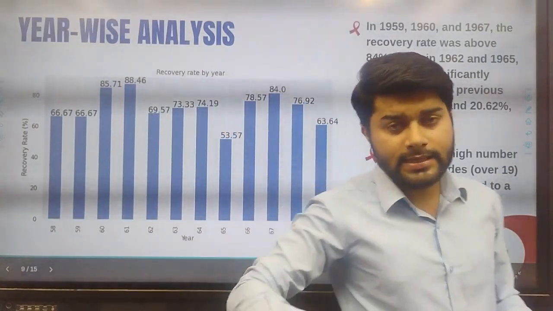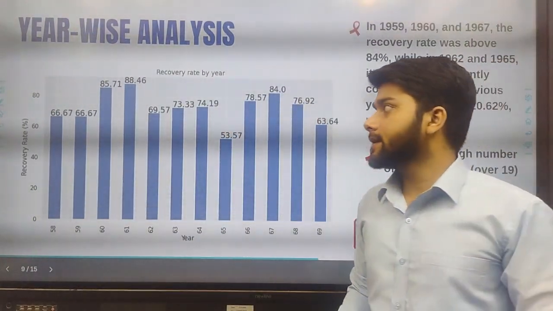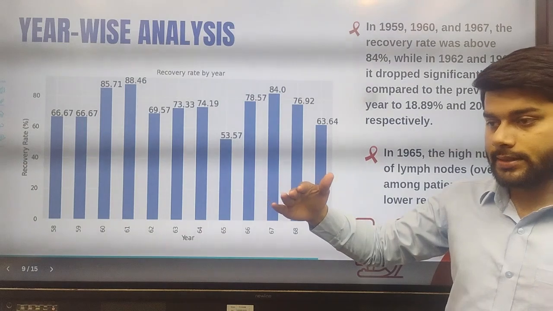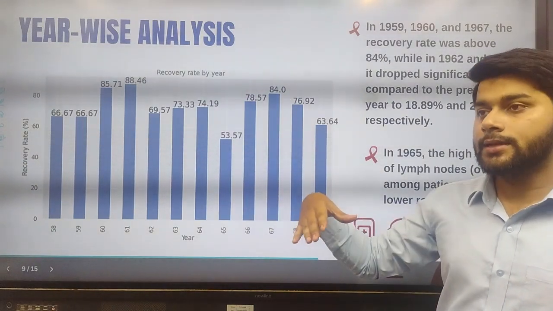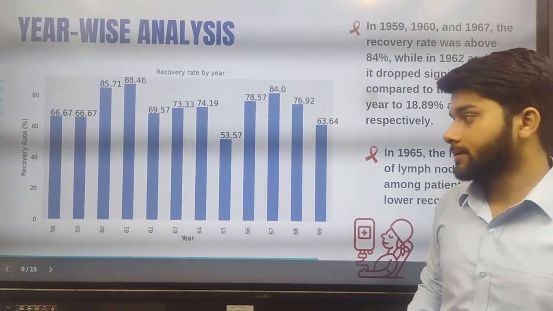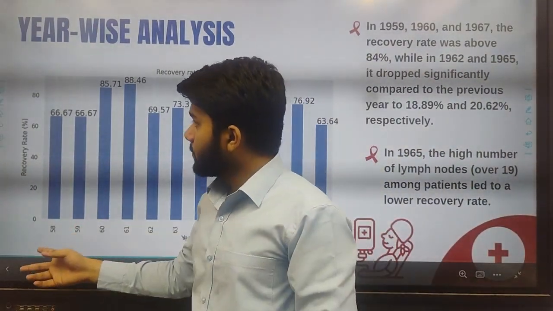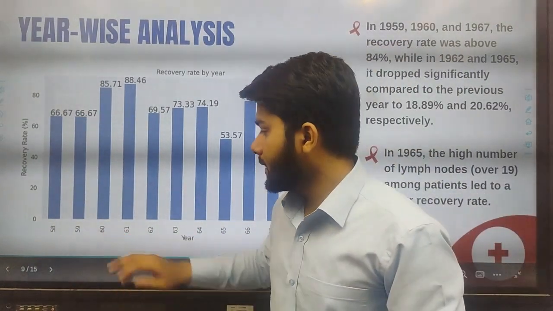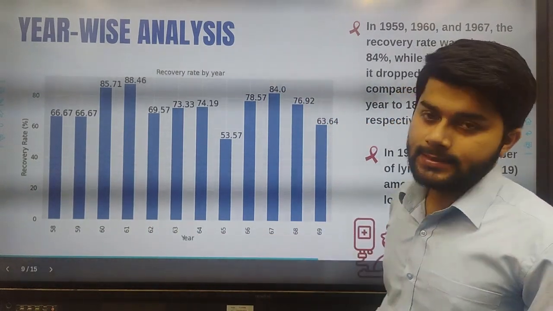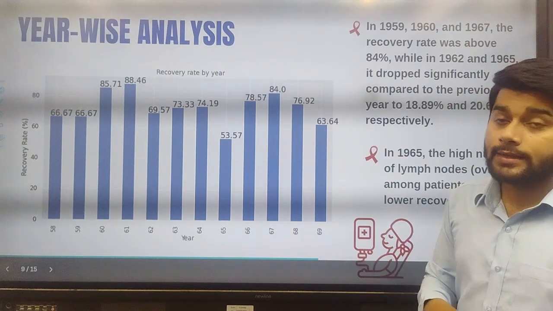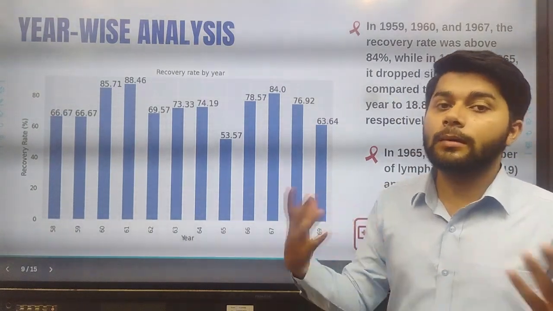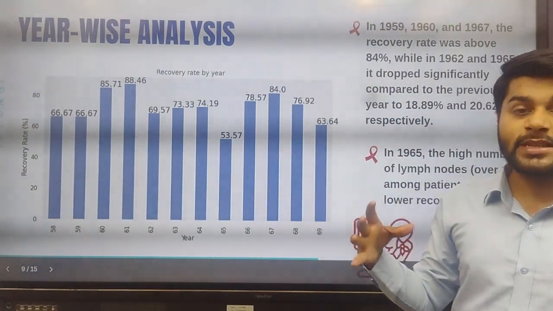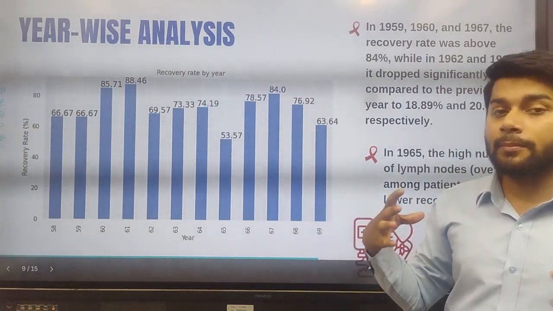So we have the years from 1958 to 1969, and I calculated the recovery rate by year. Some of the years have a higher recovery rate and some have a lower recovery rate. You can clearly see from this bar graph that some of the years, 1960, 1961, 1966 and 67, had a higher recovery rate, almost 84% or higher. That shows a good recovery rate for those years, and many patients were successfully treated.